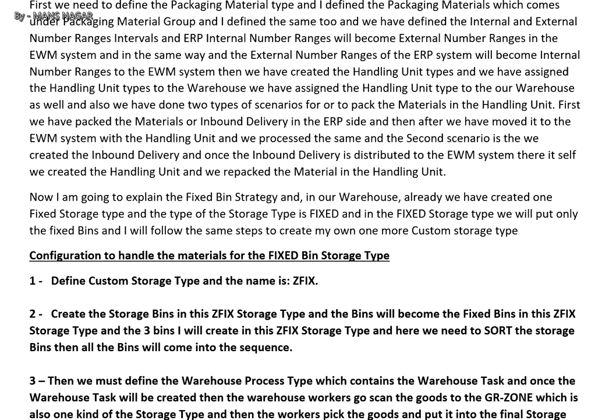In our warehouse we have already created one fixed storage type. So I created in the system one fixed storage type. The storage type is of the type fixed. Okay, already we created one fixed storage type, and the type of the storage type is fixed, and in the fixed storage type we will put only the fixed bins. So when we define the storage type, we put the fixed bin there. Okay, I mean that storage type will contain only fixed storage bins.